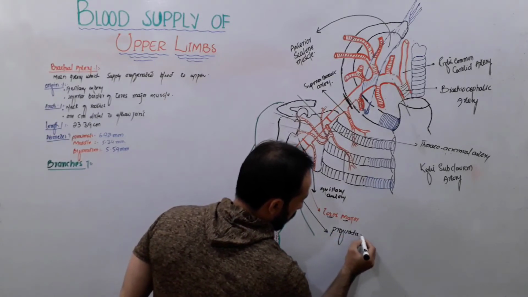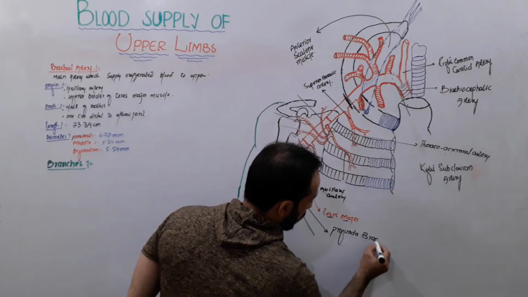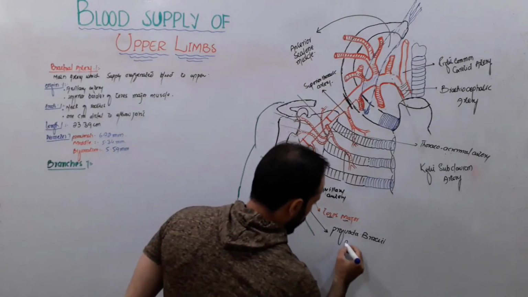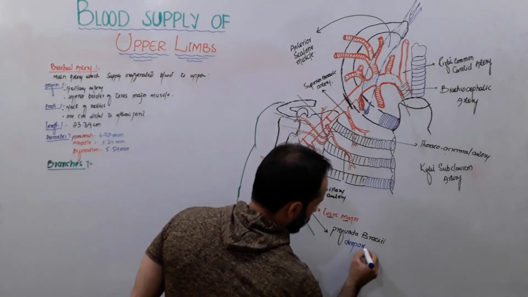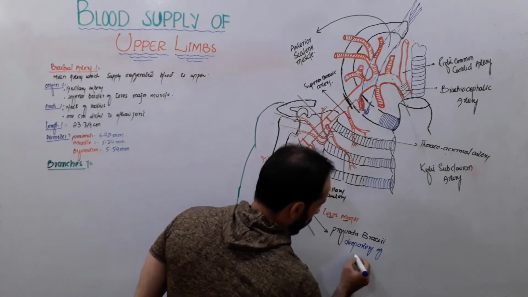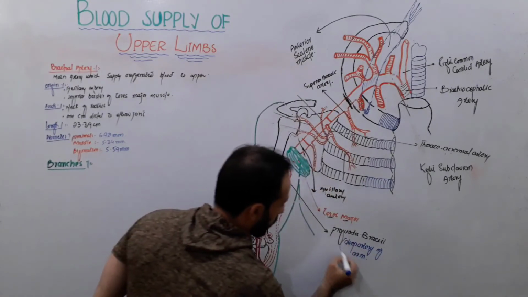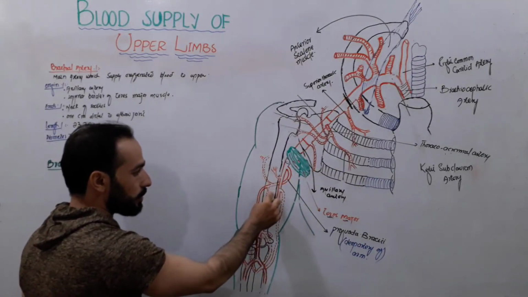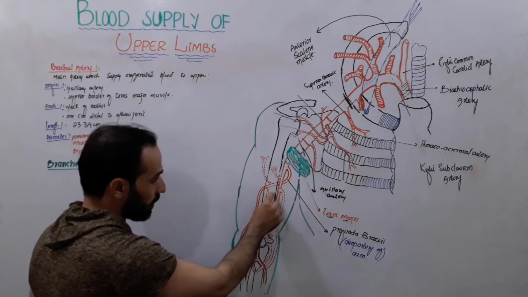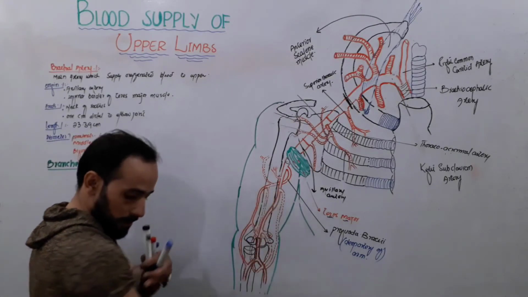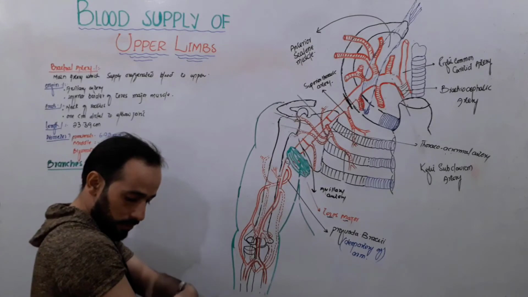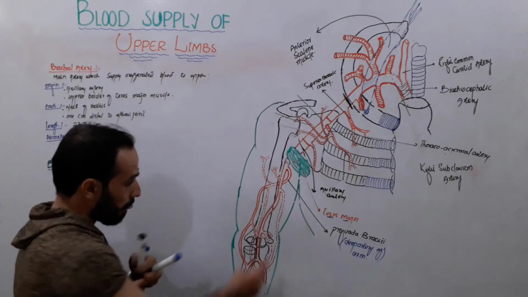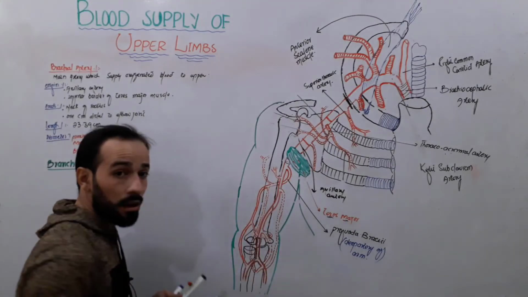Profunda brachii. Profunda means nothing but deep, right? So I will write it also. It is the deep artery of the arm, right? What does it do? It spirals back posterior to this humerus bone. Look carefully. It comes laterally, and here it gives off two branches. One branch comes to the radius side and the other is the middle collateral artery, right?